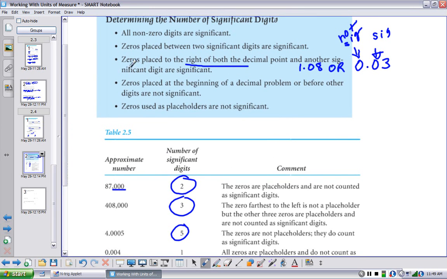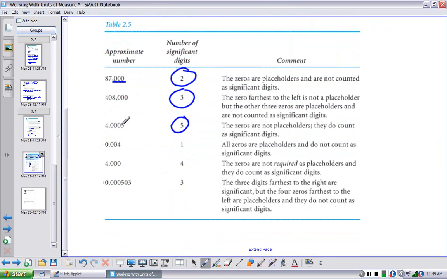But because that 5 is there, it shows that they're not just placeholders because there are other numbers behind it. Okay? And this goes back to number 3. Zeros placed to the right of both the decimal point and another significant digit are significant. So these zeros are in between, on the other side of that decimal, though, two significant digits. 0.004, only one significant digit, because the zeros prior to the 4 are placeholders, and there's not another significant digit on the other side of those zeros.